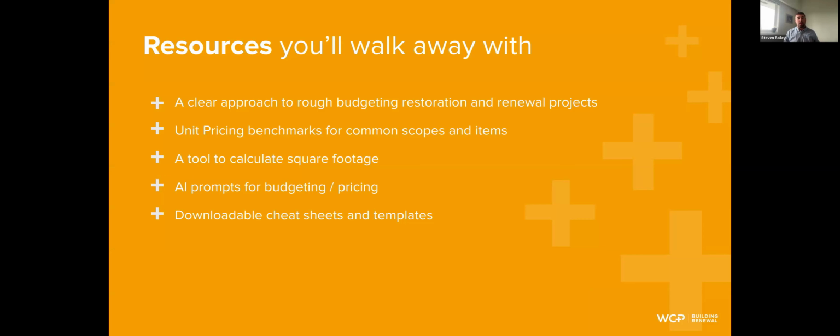And then AI prompts we're going to be sharing with you that are going to help you to test pricing scenarios and other sorts of various key benchmarks as you go through some projects. And then finally, at the end, like I mentioned, we're going to be sending you a package of downloadable cheat sheets, templates, and everything else that we're going to be going through with you today. So really, the whole idea here is to make budgeting season less about chasing quotes and more about giving your stakeholders quick, informed numbers that you can work with.